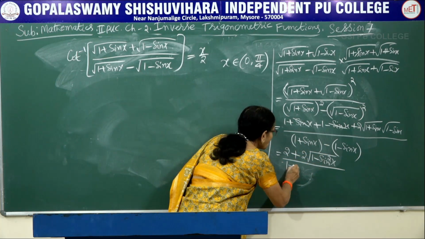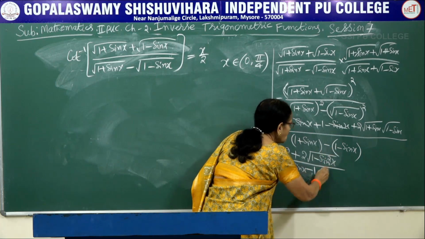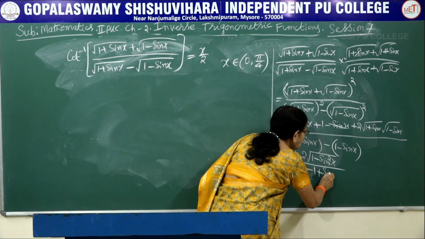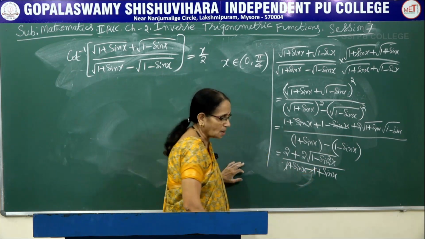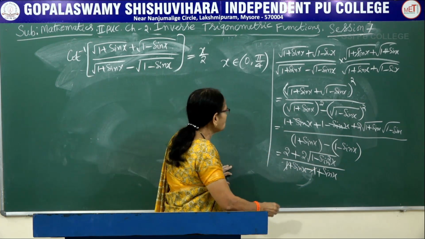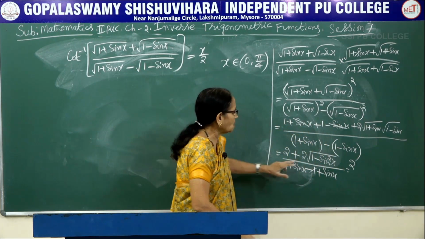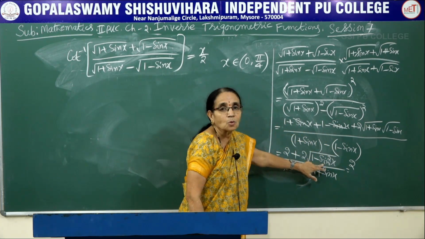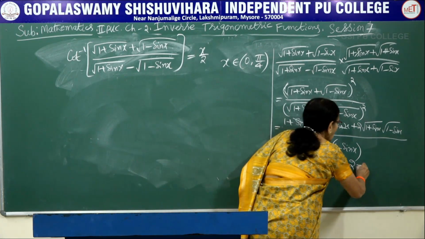Denominator, let me remove the brackets. 1 plus sin x minus 1, minus of minus plus sin x. So here plus 1 and minus 1, they get cancelled. Now let us add the remaining terms. And 2 into, look here, 1 minus sin square, as you know, is cos square x. And root of cos square x is cos x.